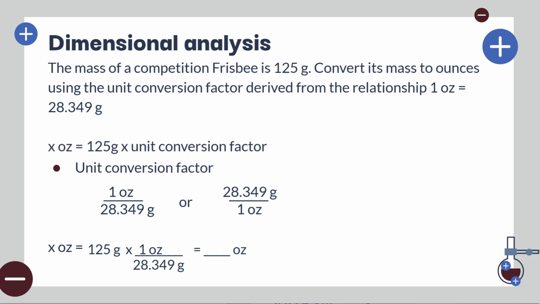X amount of ounces is equal to our given value times 1 ounce over 28.349 grams. So we multiply the top, which equals 125 times 1, then we divide this value by 28.349 grams. You should end up getting 4.41 ounces. Remember, we have to keep in mind the significant figures. So our problem only has 3, as in 125. So we use 3 in our answer.